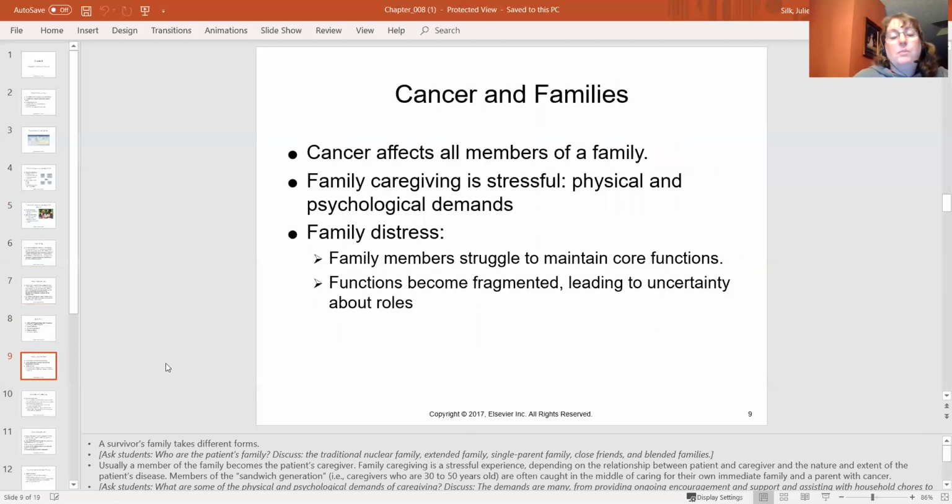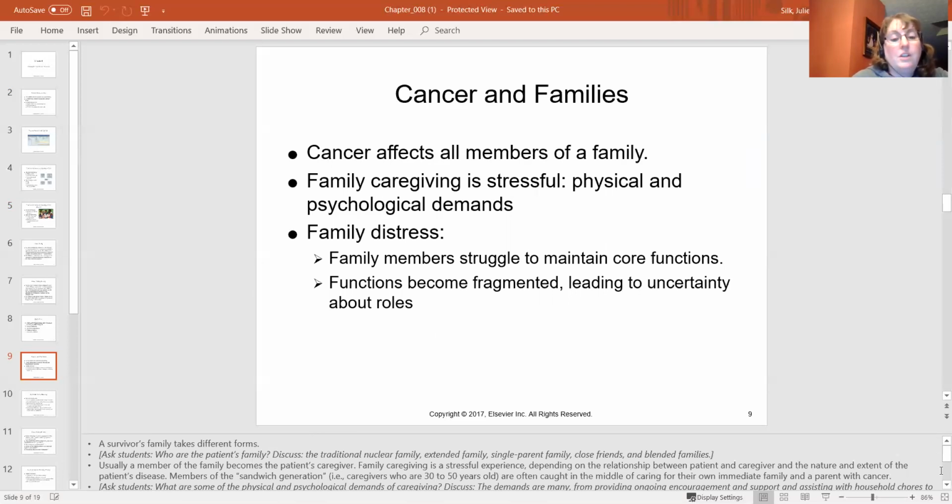Cancer affects all members of a family. Family caregiving is stressful. There are physical and psychological demands, and the family undergoes a lot of distress at times. Usually a member of the family becomes the patient's caregiver. Family caregiving is a stressful experience depending on the relationship between the patient and the caregiver and the nature and extent of the patient's disease.